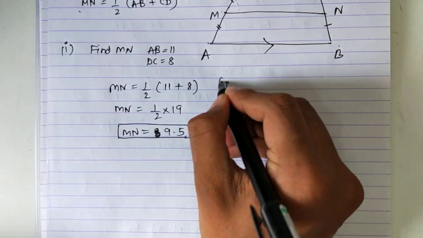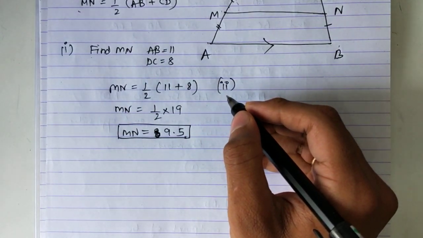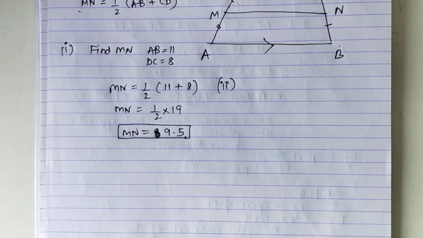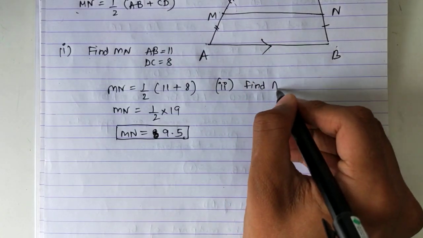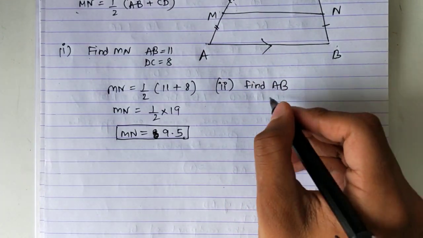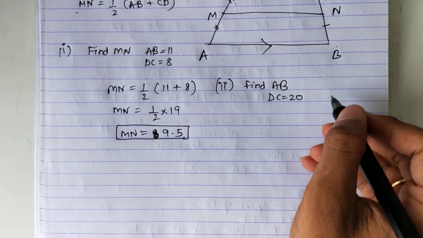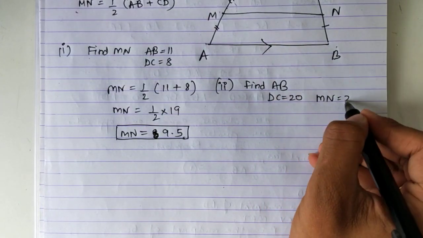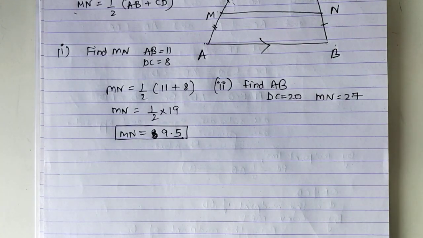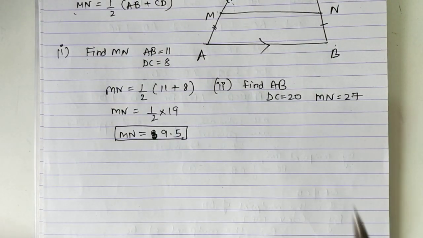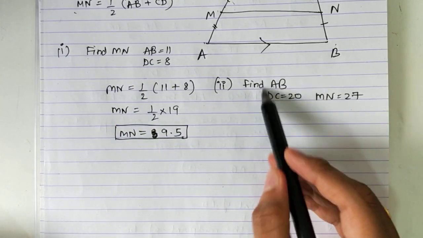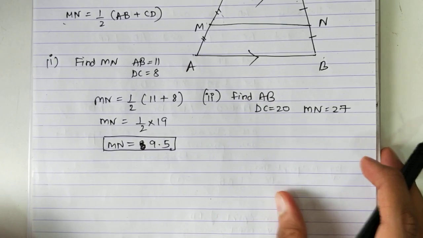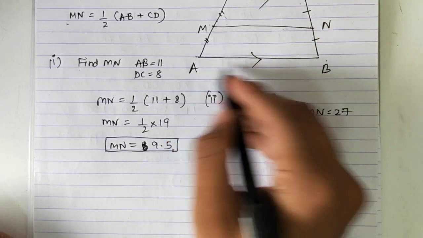Second part of the question. Now they have asked us to find AB. DC is given as 20 and MN is 27. This is the information given. Again use the same formula. Okay, the formula will remain the same even if they are asking you to find AB. So MN is half of AB plus CD.